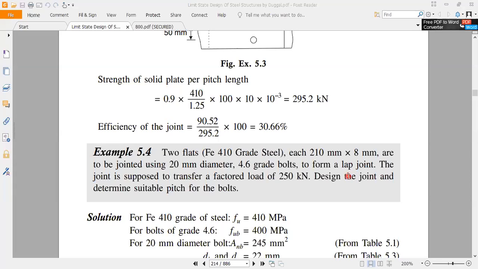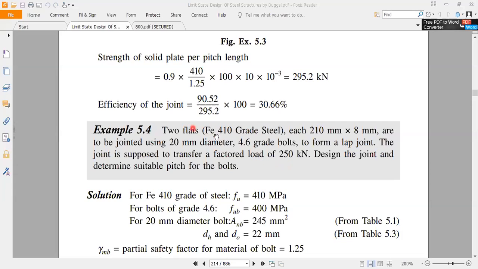So design the joint and determine suitable pitch for the bolts. So we have to design the joint. That means how many number of bolts should be placed. What should be the spacing of the bolts, those things should be determined by you. Okay, this is the third type. So we'll attempt this question in the next class. Is it clear, the type of the question?